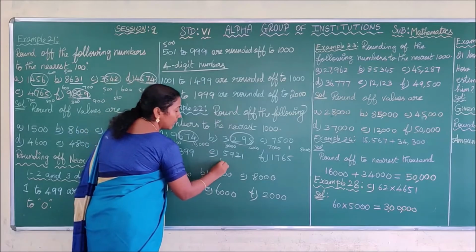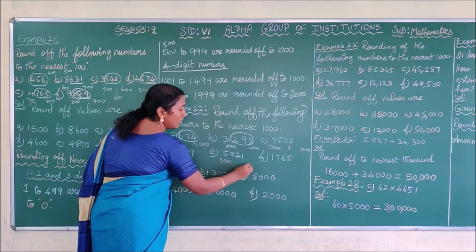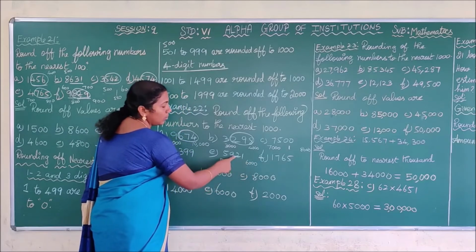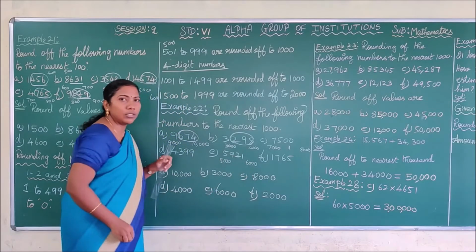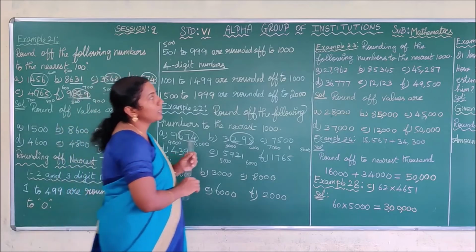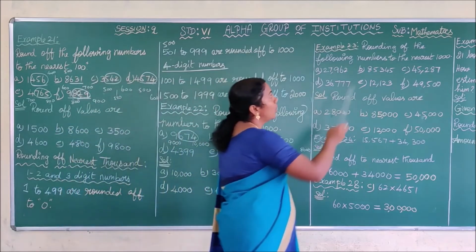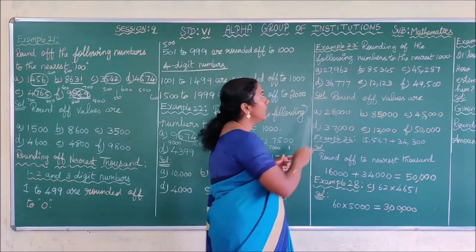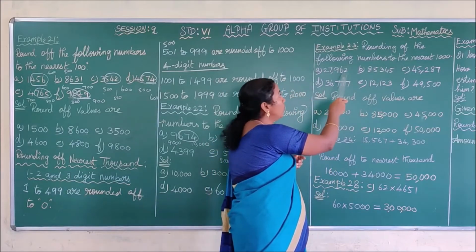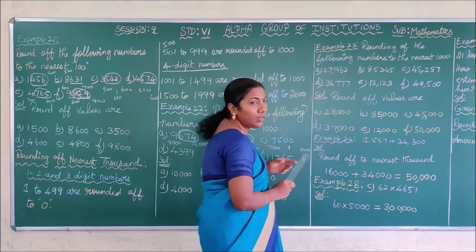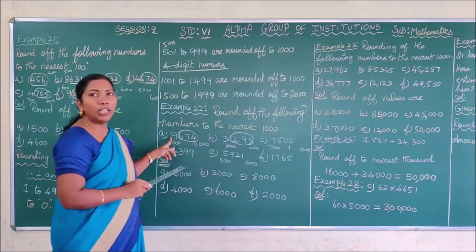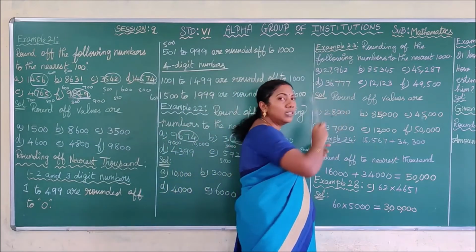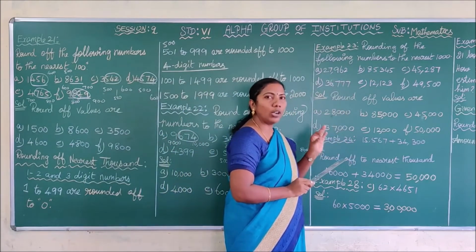5921. It lies between 5000 and 6000. It is very closer to 6000. So it should be rounded off to 6000. It's clear, children? See the next sum. Example 23. Round off the following numbers to the nearest 1000. See here, they have given 1, 2, 3, 4, 5 digit numbers. The previous example they have given the 4 digit number. So here we have the 5 digit number. In this case also you have to take only 4 digits, children.